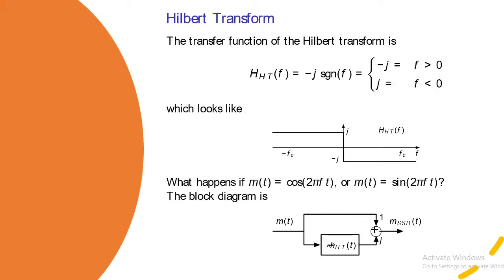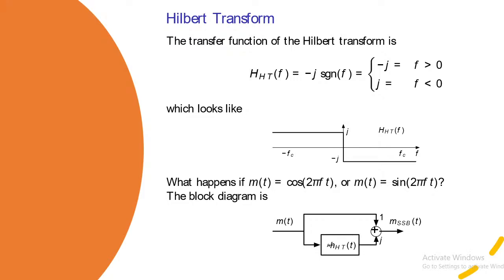This is an example of the Hilbert transform. The transfer function of a Hilbert transform, H_HT(f), is equal to minus j signum f. Signum f is 1 for f greater than 0, and minus 1 for f less than 0. So 1 times minus j gives you minus j, and minus 1 times minus j gives you j. So H_HT(f) is equal to minus j when f is greater than 0, and j when f is less than 0. If you plot it, it is plus j for f less than 0 and minus j for f greater than 0. Now if m(t) is equal to cos omega_c t or sin omega_c t, what will happen, that you have to find.